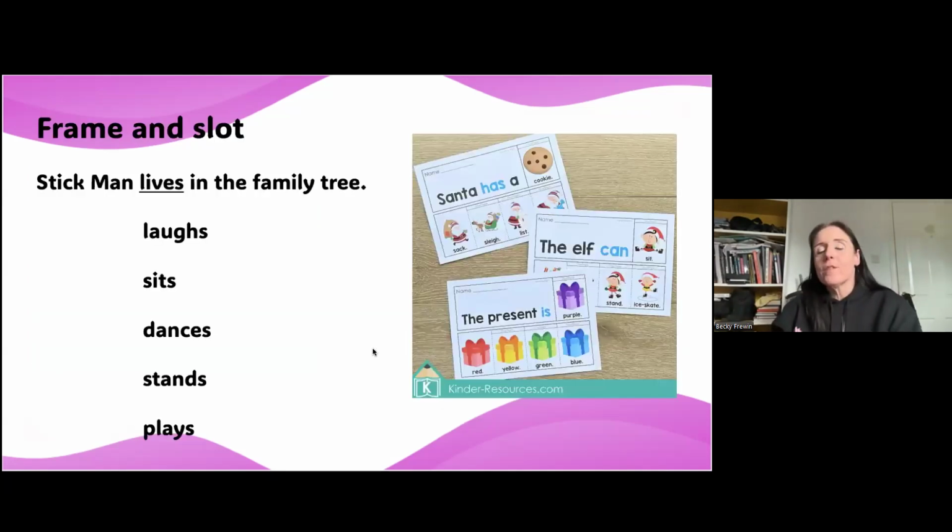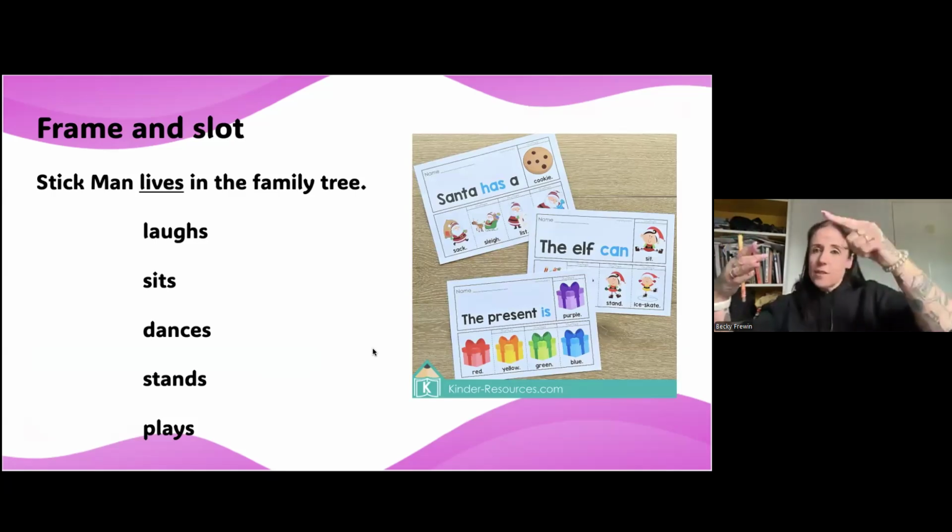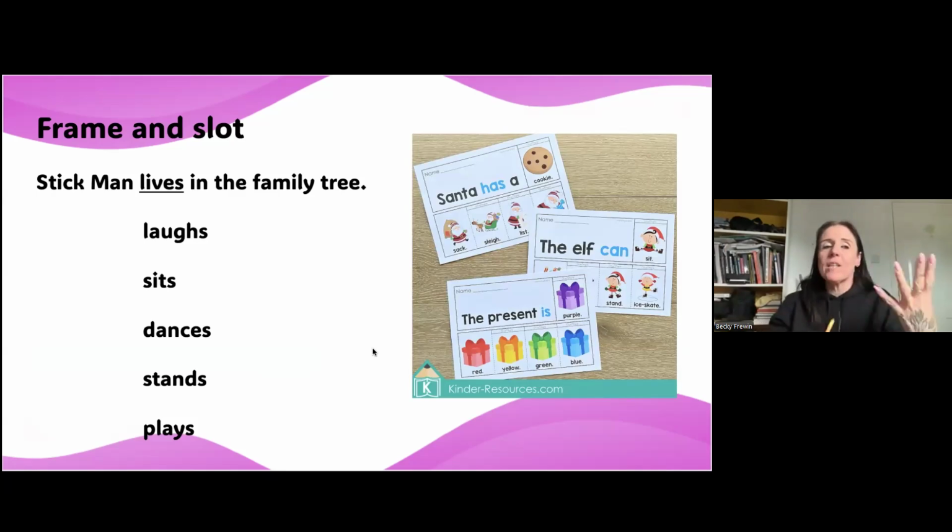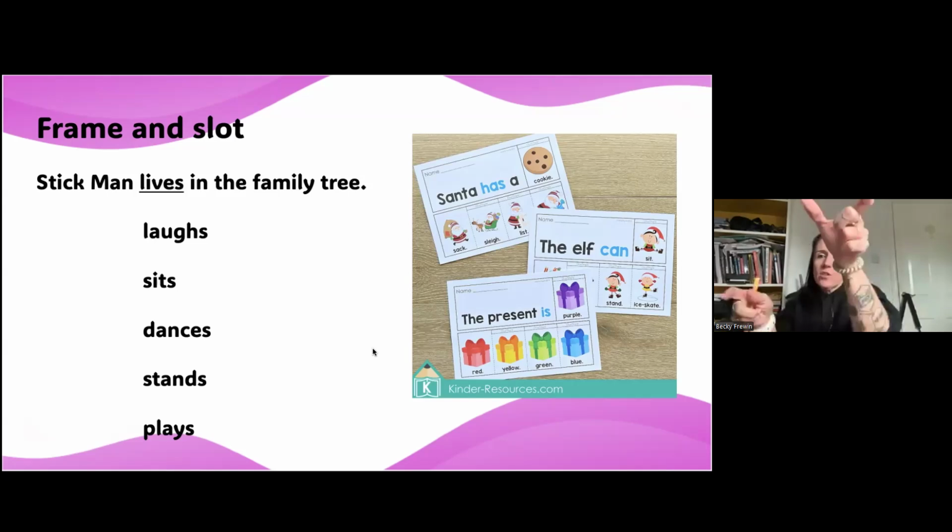Frame and slot. So frame and slot is something that we see a lot of as well. And this is where children may take the frame of a gestalt and just replace certain words. So "Stick Man lives in the family tree." You could do "Stick Man laughs in the family tree." "Stick Man sits in the family tree." "Stick Man dances in the family tree." Stands, plays. It could turn into "Stick Man laughs in the bath." It could then turn into "Dougie laughs in the bath." So you can see what I mean. You're framing and slotting. So you're taking that frame and slotting different words in to change the meaning of the sentence.